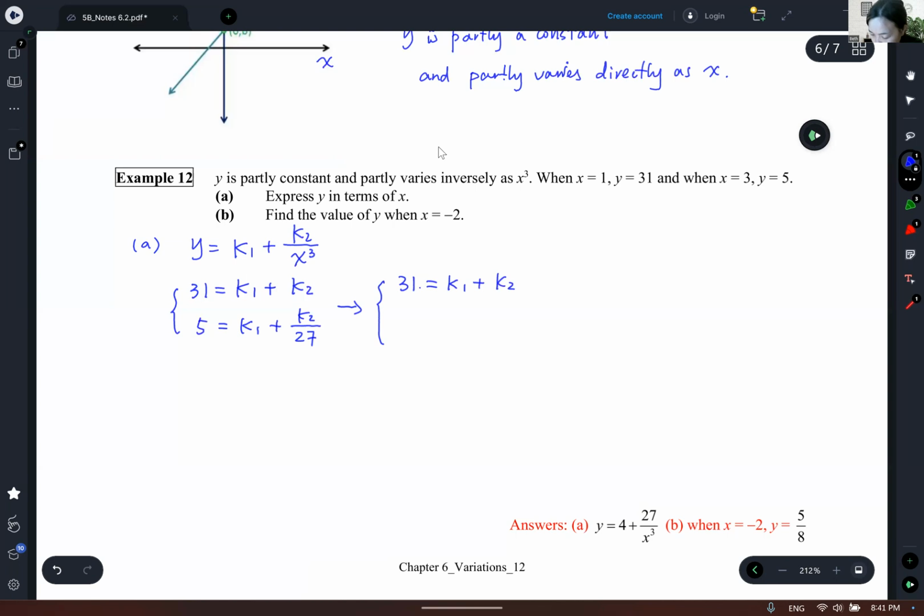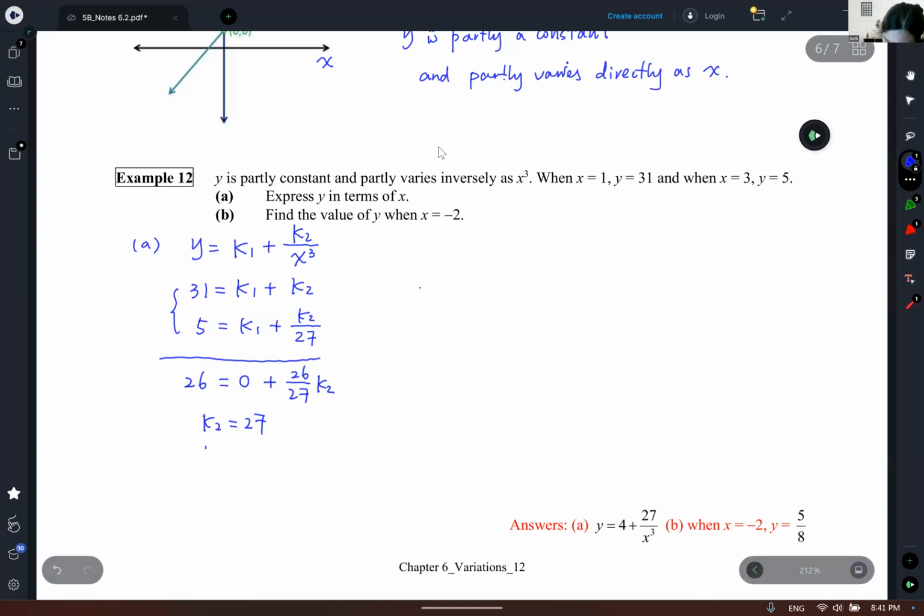And then you will multiply by 27. Or don't, sorry. In this case, you really don't have to. You will just do the subtraction. This is 26 equals 0 plus 26 over 27 K2. Therefore, K2 equal 27 and K1 equal 4. And then don't forget to write the equation.